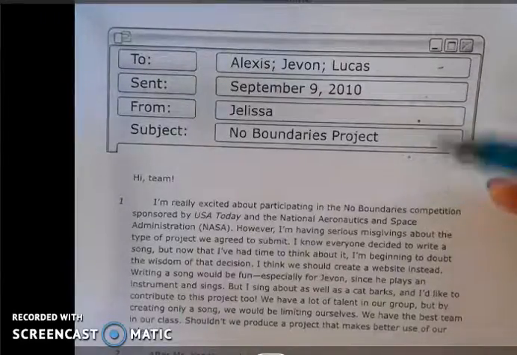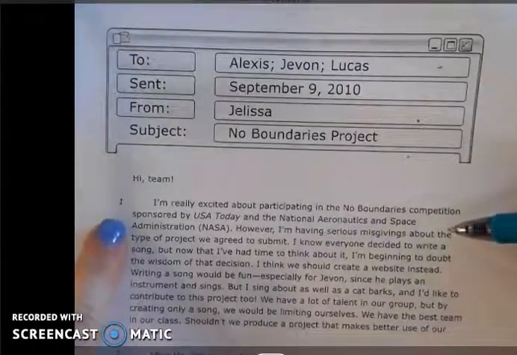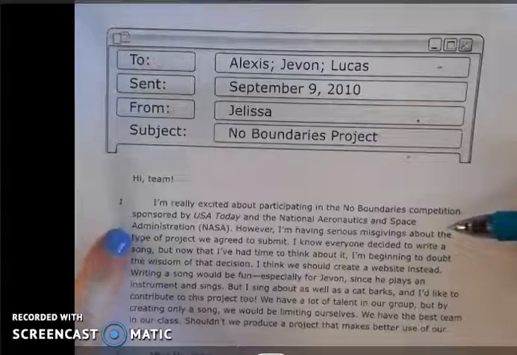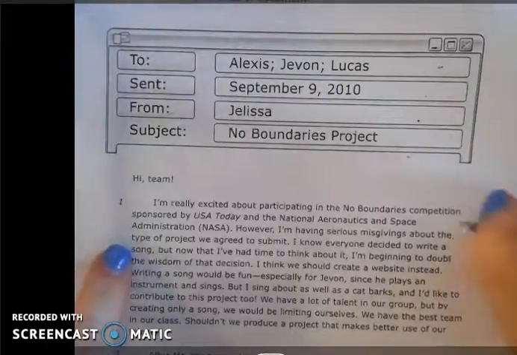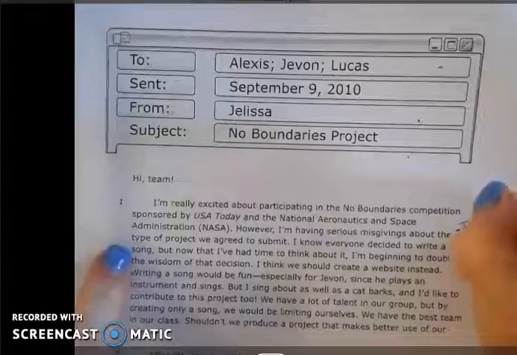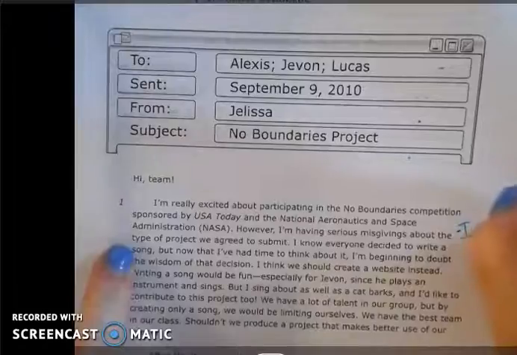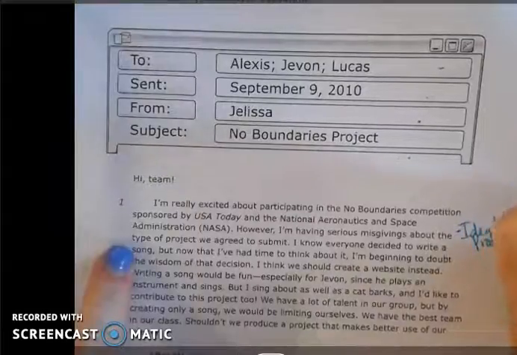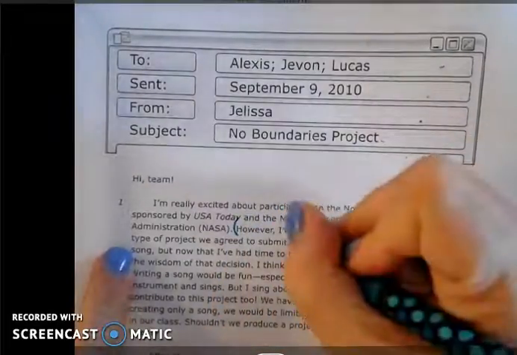Hi, team. I'm really excited about participating in the No Boundaries competition sponsored by USA Today and the National Aeronautics and Space Administration, or NASA. However, I'm having serious misgivings about the type of project we agreed to submit. So in the back of my mind right here, I'm thinking, she's identifying a problem. I'm just going to kind of do this. And you can mark this however you want to, right?